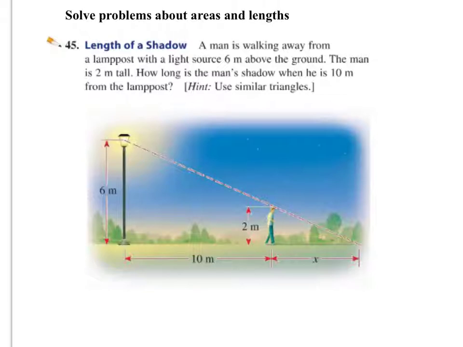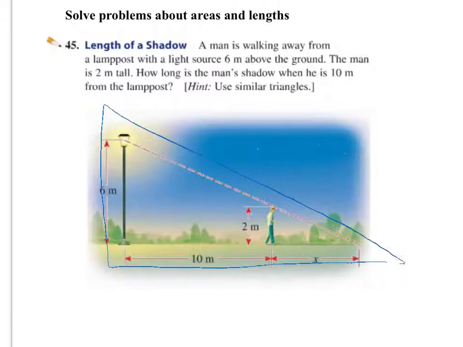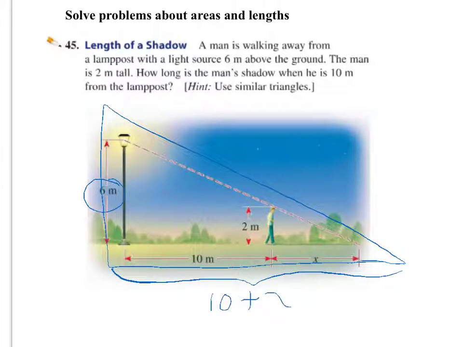First of all, you see this big triangle, which goes all the way across this bottom on the ground, up the lamppost, and then down over to here. So there's that big triangle, and that big triangle has a hypotenuse, which we don't know the length of, but it has one side here that we know is 6 meters long, and this side down here we know is 10 plus x units long.